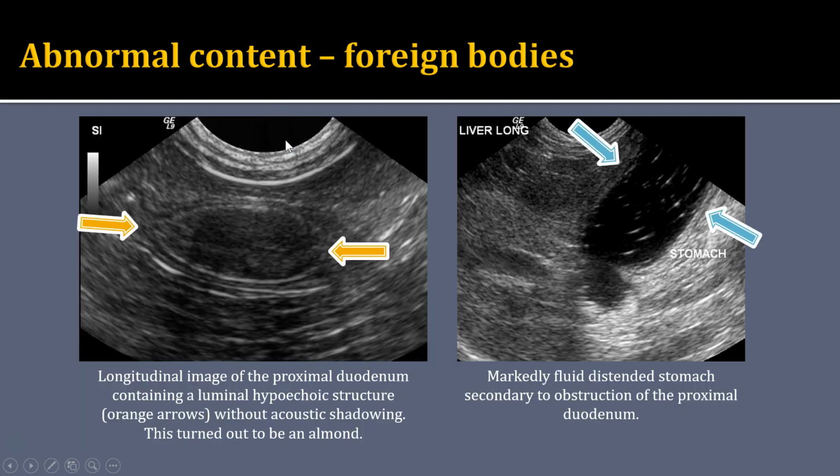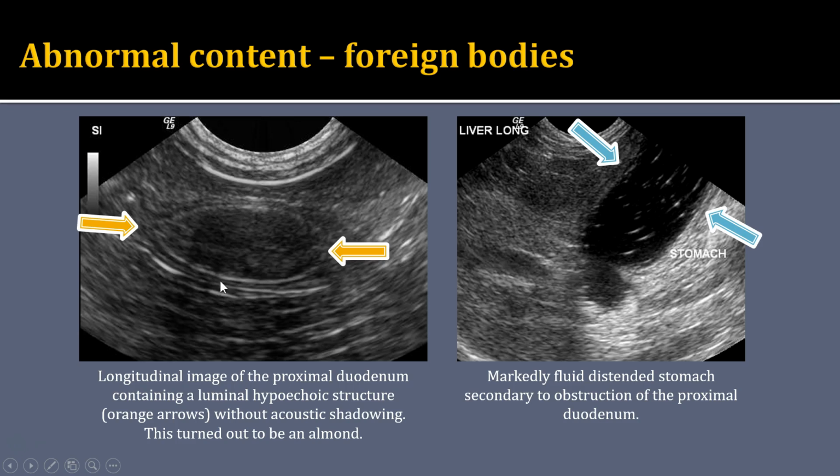Here's an example of one of the atypical foreign bodies. This is a cat that actually has an almond foreign body. This is a segment of the proximal duodenum. And the foreign object itself looks different. It's kind of this hypoechoic structure that is within the lumen.